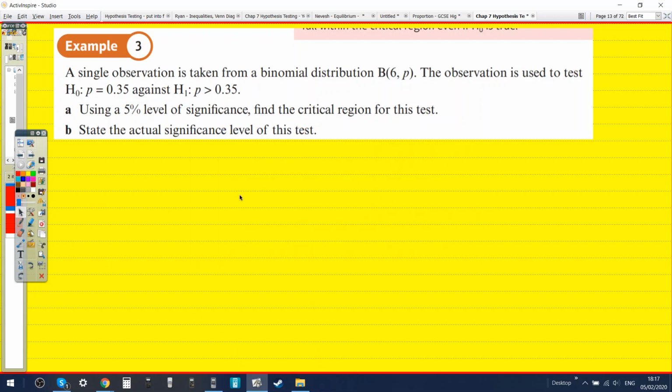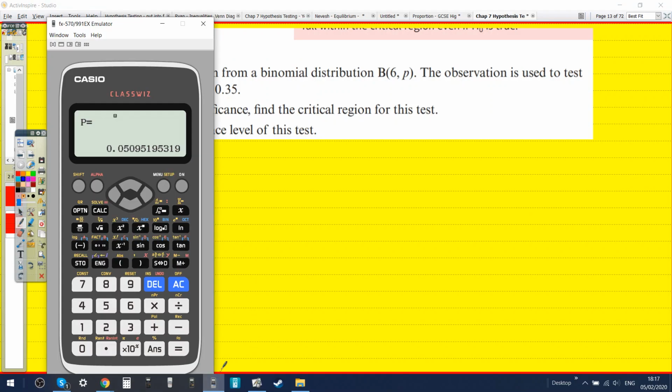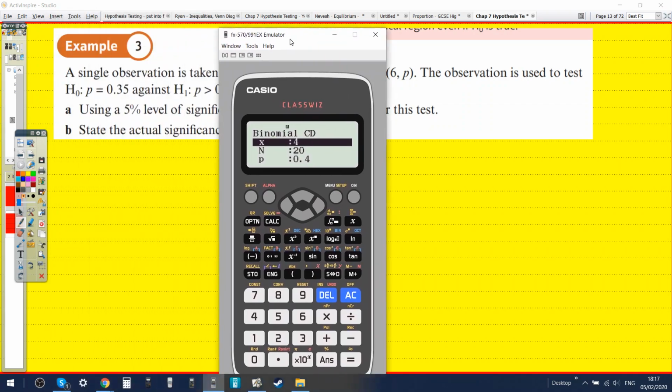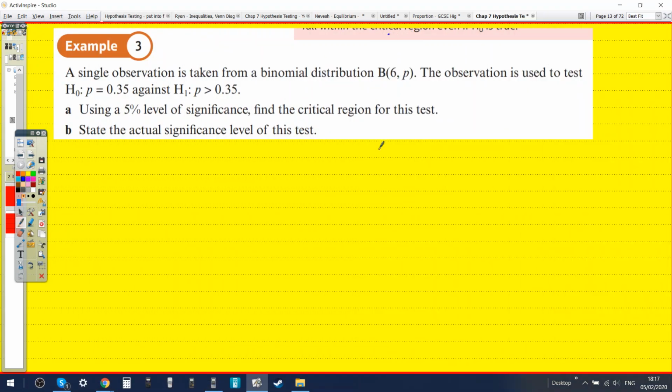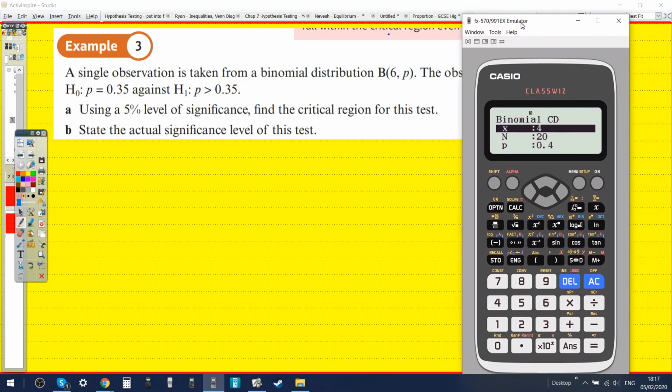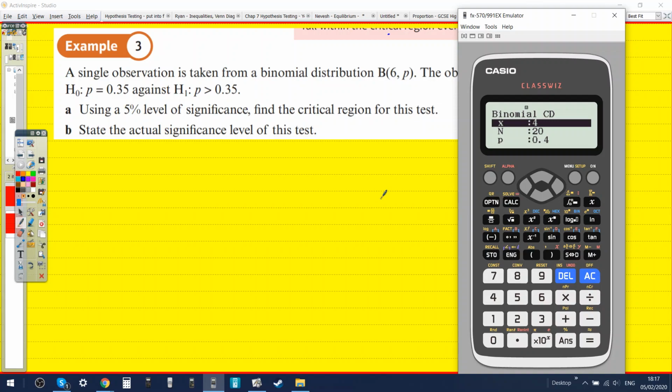Okay, how do we do this? I'm not sure where to start. Calculator is where you start. What is x? What is n? What is p? Or what do you know? I think P is 0.35. Yep.